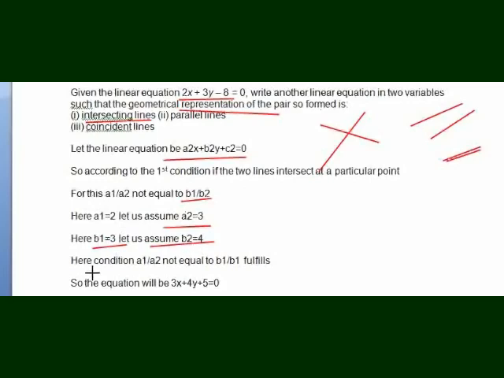So the equation will be a2x plus b2y plus c2 is equal to 0. Place 3 in place of a2, that is 3x, place 4 in place of b2, that is 4y, and take any value of c2. I have taken 5 as the value of c2. So the equation will be 3x plus 4y plus 5 is equal to 0.